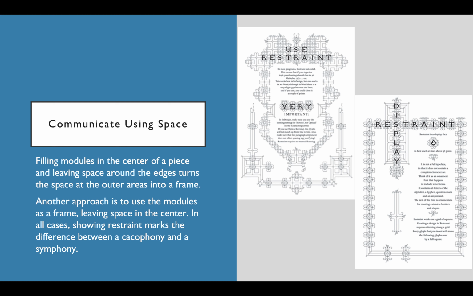So you fill modules in the center of a piece and leave space around the edge, which allows the edge to look like a frame. Or you can use the modules of the text here as a frame. In all cases, showing restraint marks the difference between cacophony and a symphony. So here everything works together really well, even though it's very maximalist. There's so much going on on the page. It still has that really refined look to it because of how they've used the pieces. It isn't just a mash like a David Carson design, where there are things going on everywhere all the time and your eye doesn't know where to look. Instead, the white space, the negative space, guides you through the design.